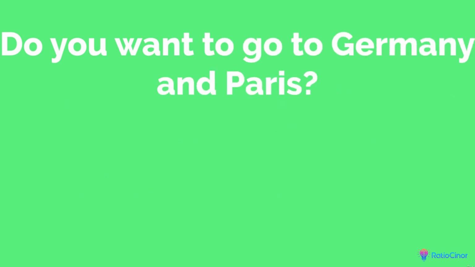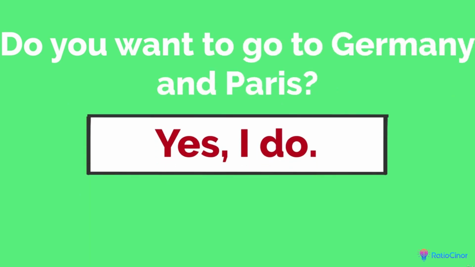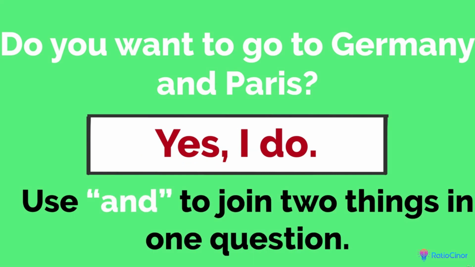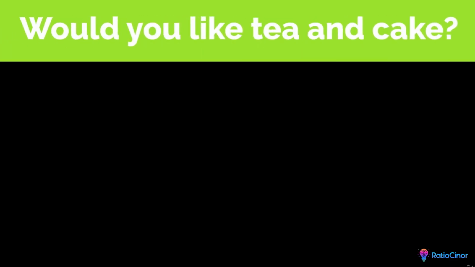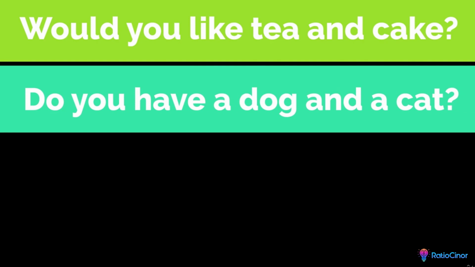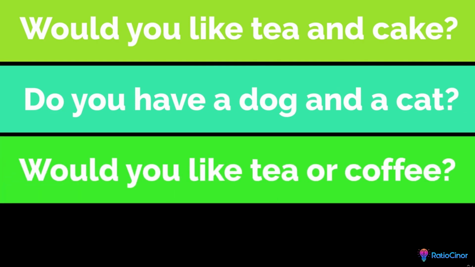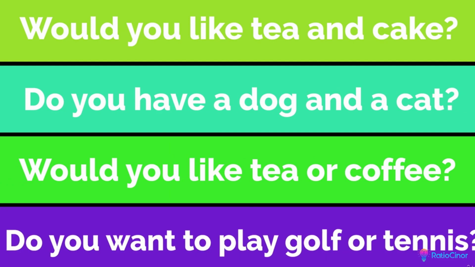Do you want to go to Germany and Paris? Yes, I do. Use and to join two things in one question. More examples. Would you like tea and cake? Do you have a dog and a cat? Would you like tea or coffee? Do you want to play golf or tennis?